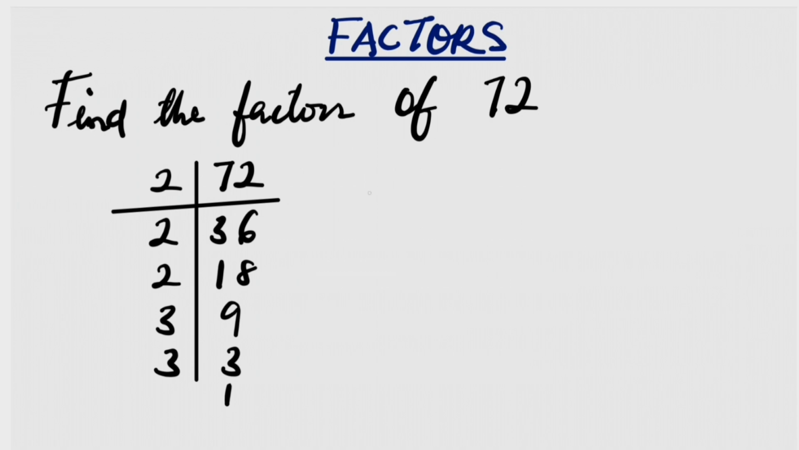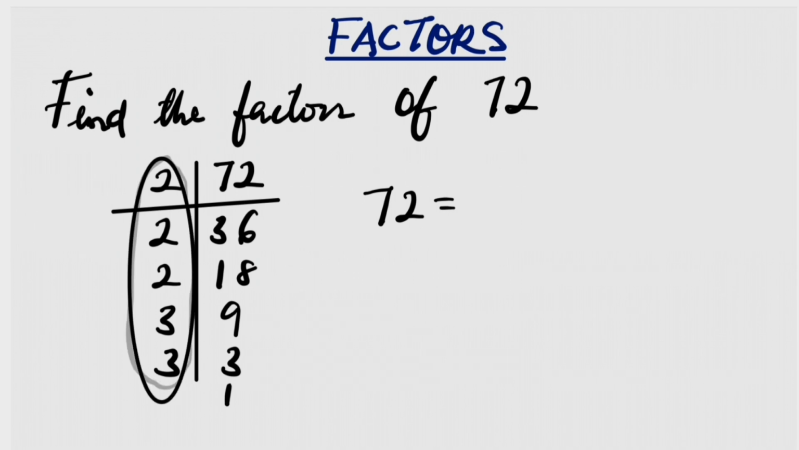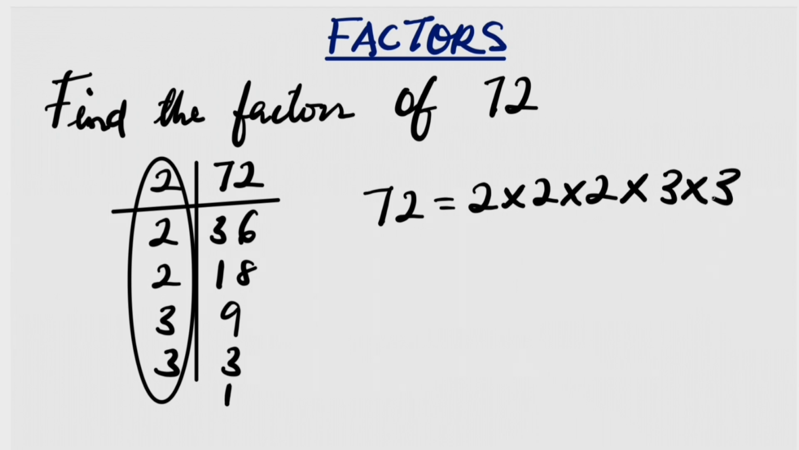So 72 is the same as 2 times 2 times 2 times 3 times 3. And in index form or index notation, we can write this as 2 to the third power times 3 to the second power.